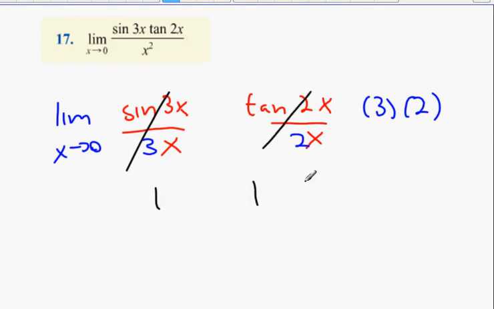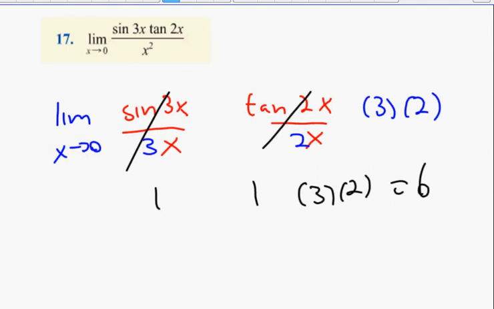because the limit is going to 0. It's going to be 1 multiplied by 1 multiplied by 3 multiplied by 2. The answer therefore is 6. Because tan of an angle divided by the same angle goes to 1 when x goes to 0. Sine of an angle divided by the same angle also goes to 1 when x goes to 0.